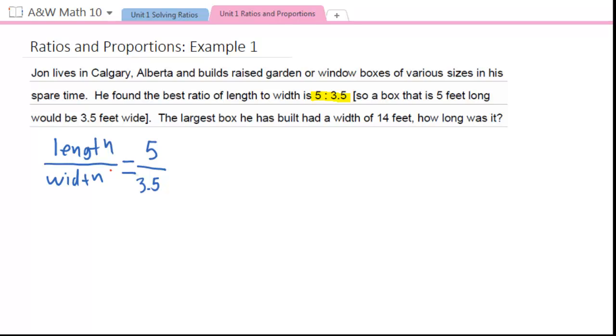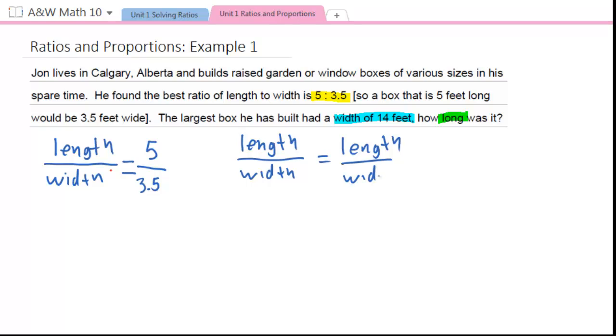The largest box that he built had a width of 14 feet. How long was it? When we're trying to solve a proportion, we want to make sure that we are comparing the same ratios. The length and width are being compared with another length and width. We need to make sure that the same units are in the top and the same units are in the bottom.